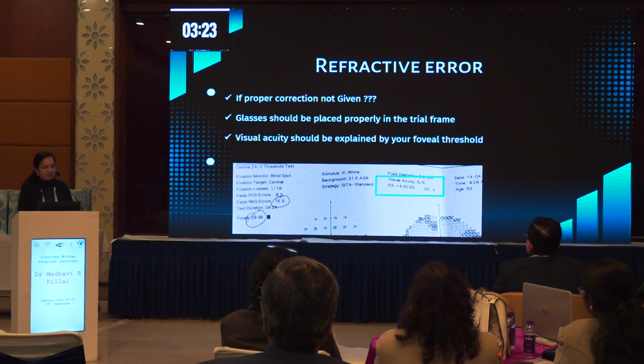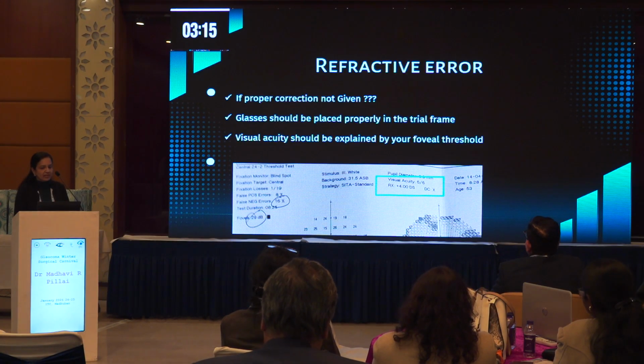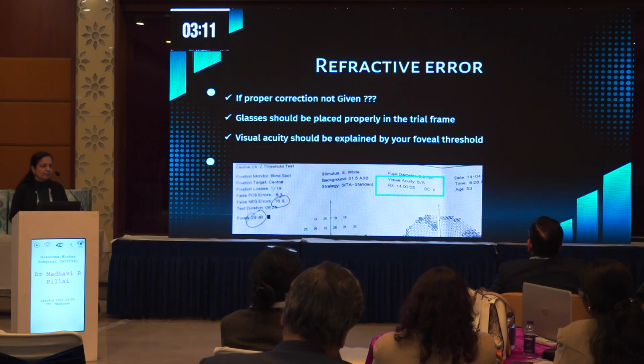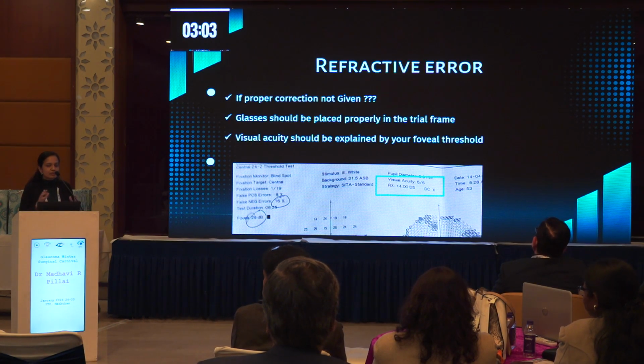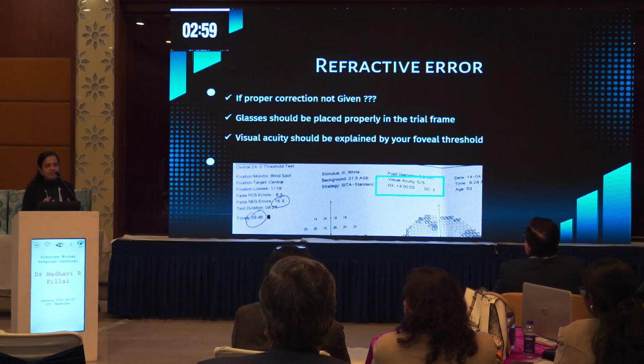One more point I wish to highlight here is that the visual acuity should be explained by your foveal threshold. If you have a look at this particular printout, you can see that the visual acuity is 6 by 6, but when you look at the fovea, it is around 29 decibels. The fovea is the point with the highest sensitivity, so highest sensitivity means it should be something close to 40 decibels. If this correlation is not there in your visual field printout, once again the reliability will decrease.